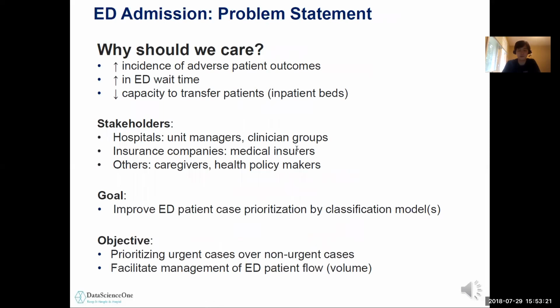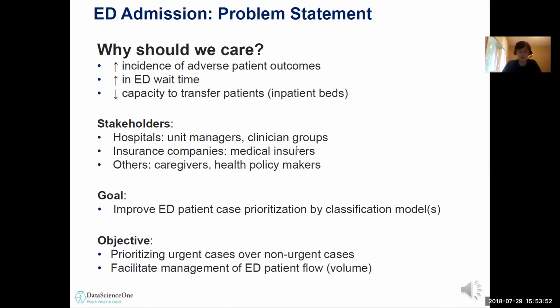There are a couple of important factors that I want to highlight. First, there has been an increase in incidence of adverse patient outcomes in the emergency department due to high volume. Second, an increase in emergency department wait time. Third, a decrease in capacity to transfer patients into inpatient beds. The potential stakeholders for our project are ED unit managers, clinician groups, and medical insurers, and others including family caregivers and health policymakers.